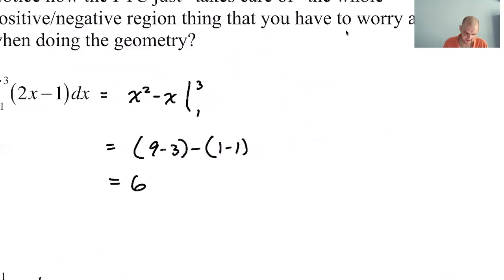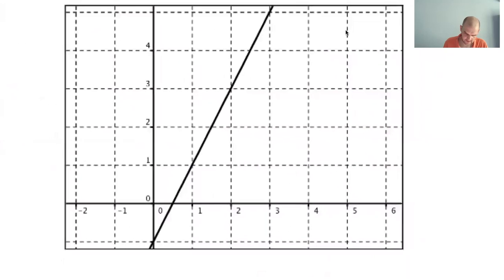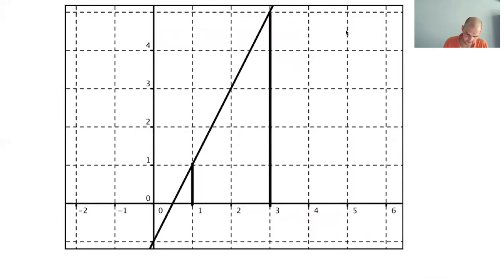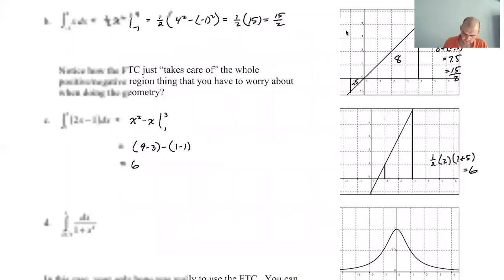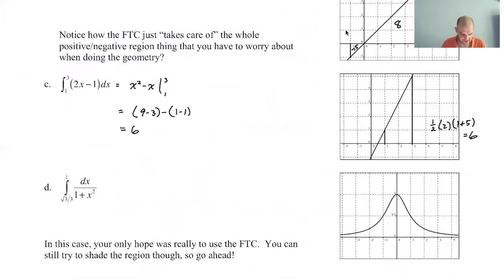All right. Geometry. What are we doing? 1 to 3. Not bad. Just a trapezoid. So it's going to be 1/2, 2, and then 1 plus 5. So 6. So same answer. You'll always get the same answer, provided you can do it. The issue is you can't always do the geometry.